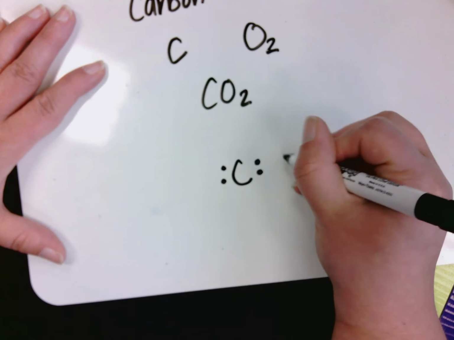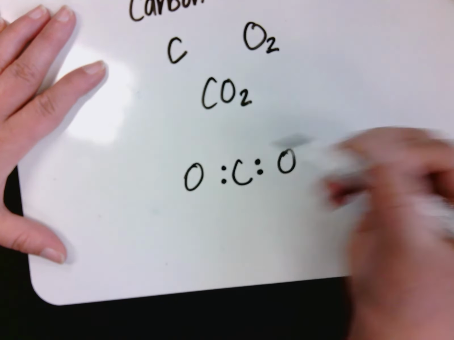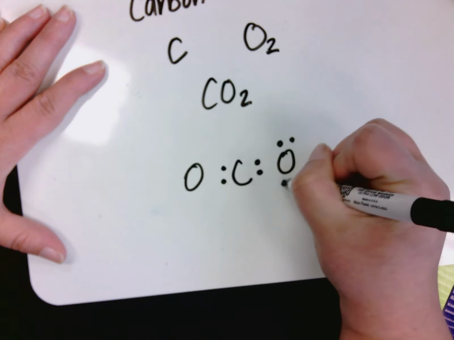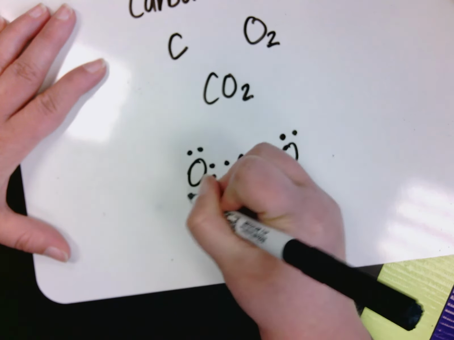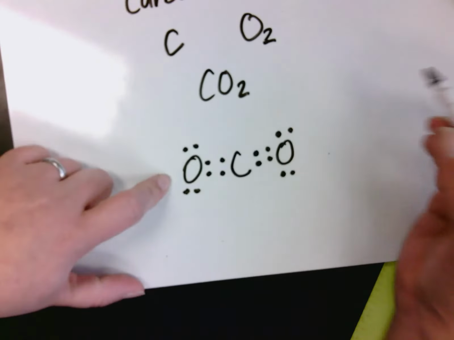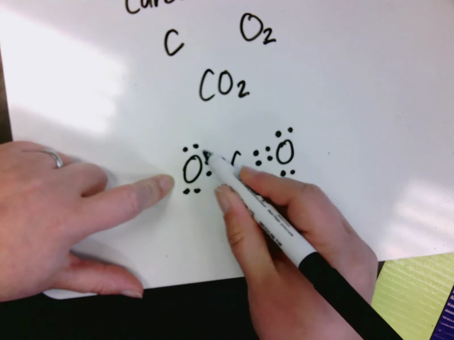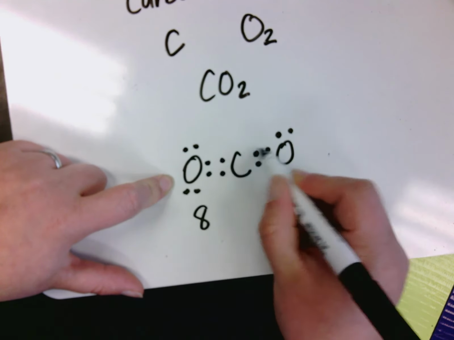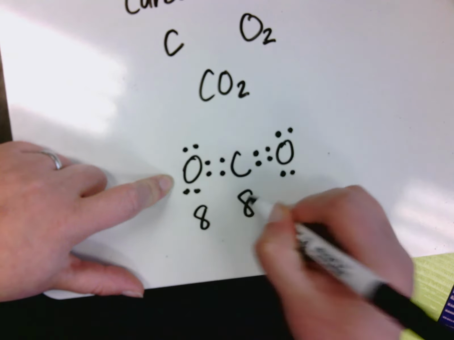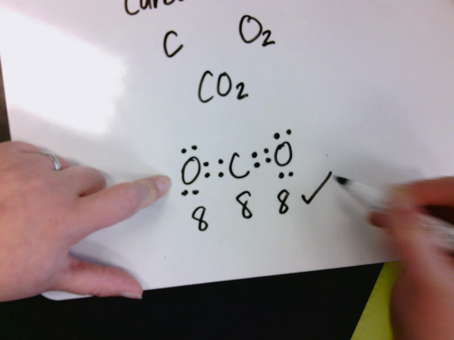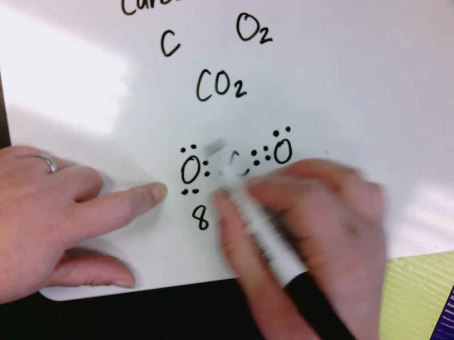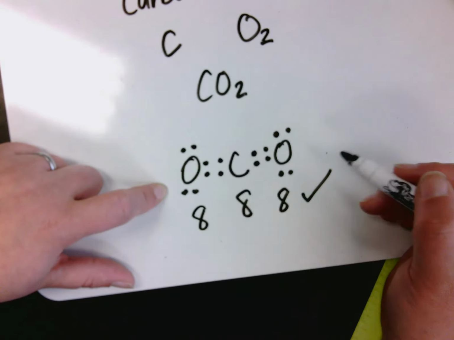So then I'm going to place oxygen on either side of that. And oxygen has 6 valence electrons, so I'm going to place those around oxygen. And now we can see that carbon is sharing 8 total electrons, and each oxygen is sharing 8 total electrons. That obeys the octet rule, which tells us that this is the correct structure for carbon dioxide.